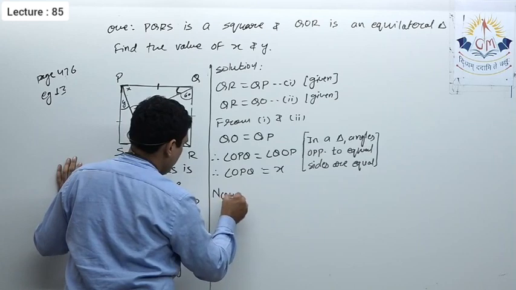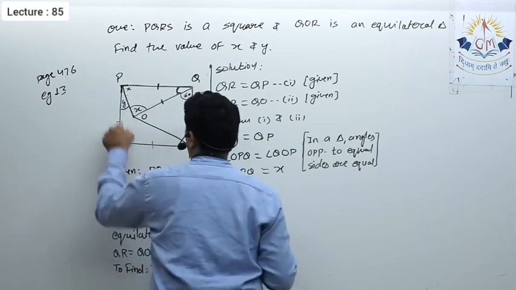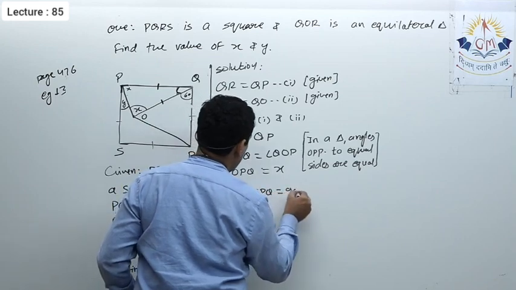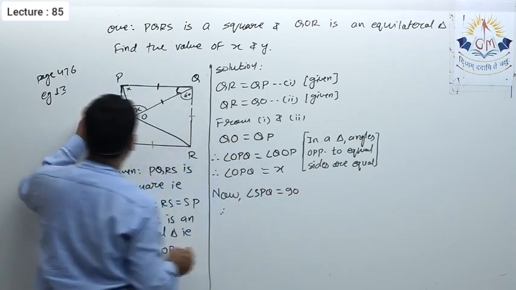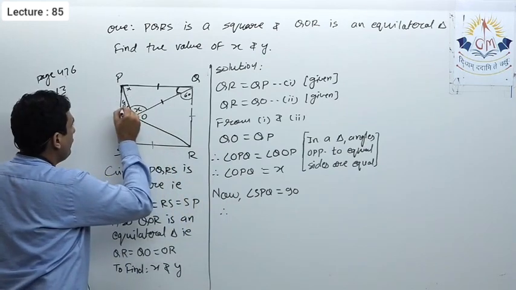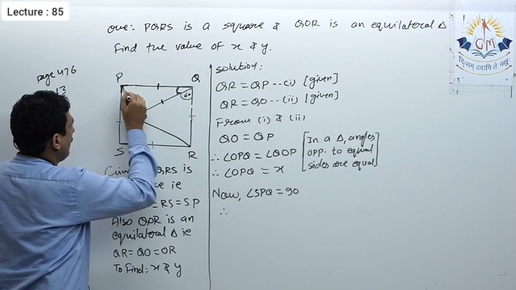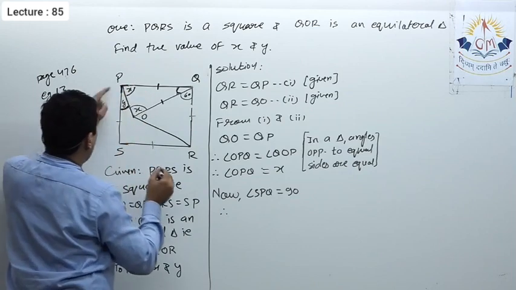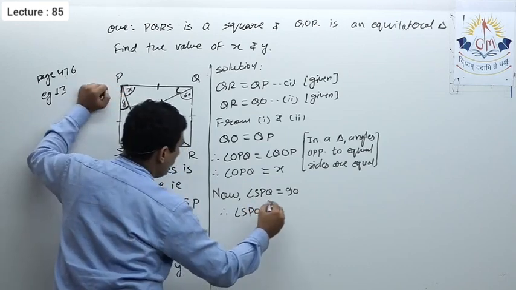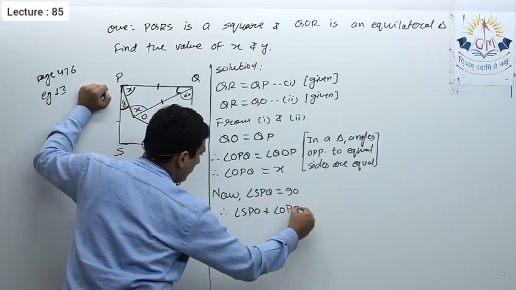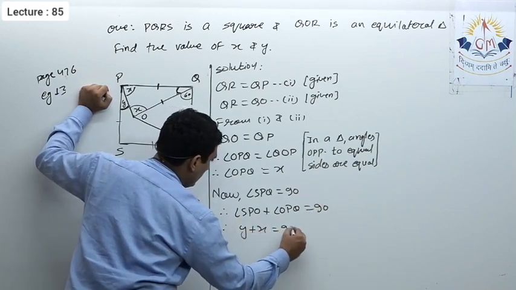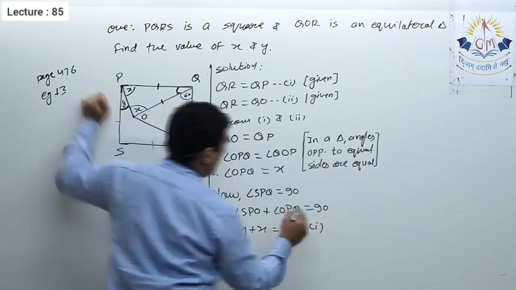Now angle SPQ is equal to 90 degrees. Therefore I can say Y plus X. Now SPQ can be written as this angle Y and this angle X, or I can write angle SPO plus OPQ is equal to 90 degrees. Therefore Y plus X equal to 90 degrees. Let it be equation number 3.